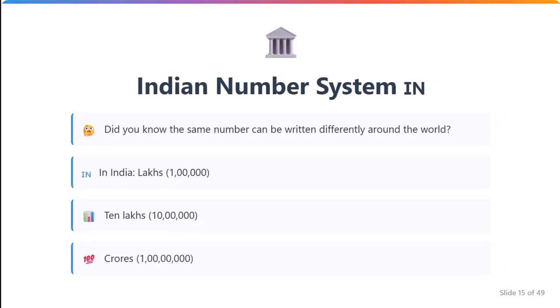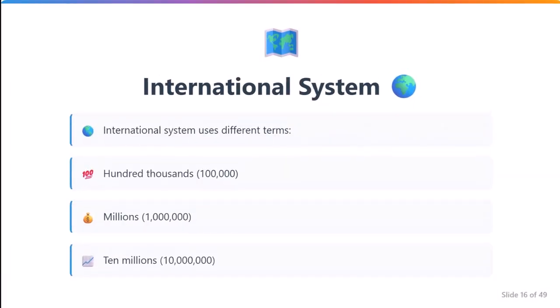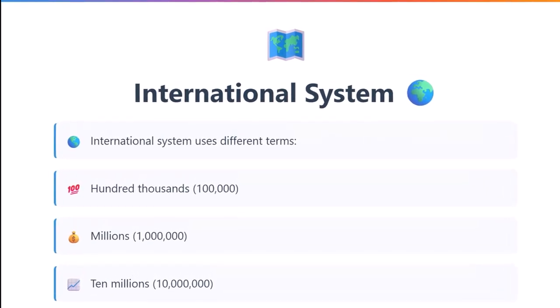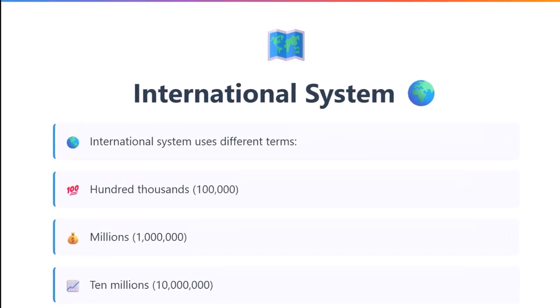Let me show you. In India, after thousands, we have lakhs, which is 100,000, 10 lakhs, which is 1,000,000, and crores, which is 10,000,000. But in the international system, they use hundred thousands, which is 100,000, millions, which is 1,000,000, and 10 millions, which is 10,000,000.